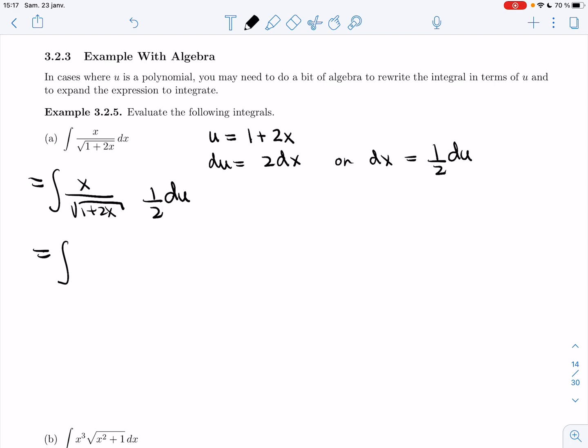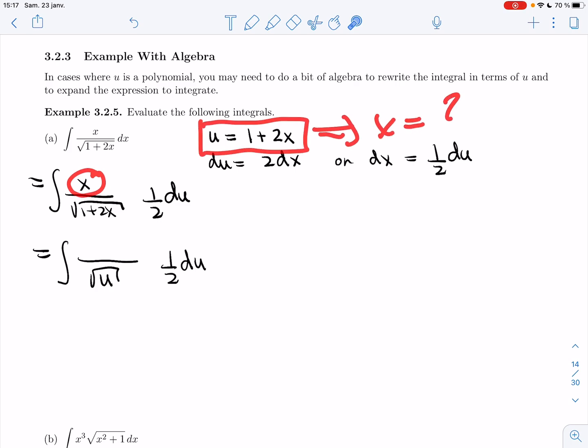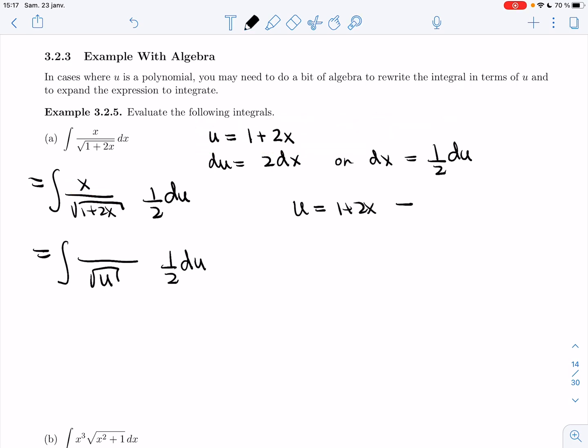The denominator is just root of u, 1/2 du. I need to replace x with a function of u. So this is the relationship I have between x and u, so I'm going to use it to isolate x. So I have u equals 1 plus 2x. That means 2x is u minus 1, which means that x is u minus 1 divided by 2. So here the top is u minus 1 divided by 2.